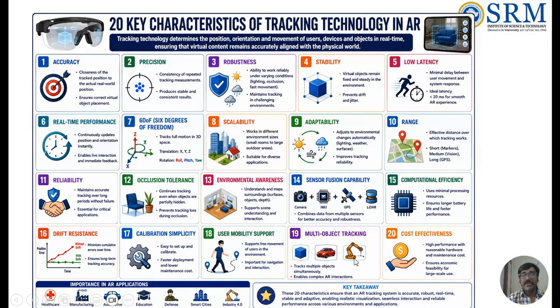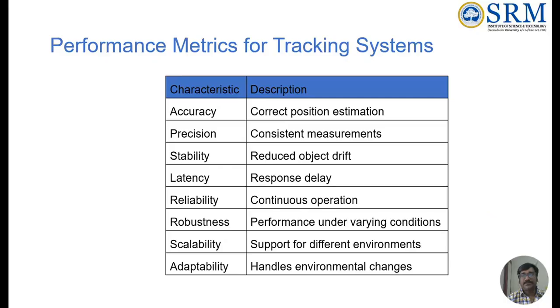Multi-object tracking: in the real world, dynamic as well as static objects are going to be tracked in a natural manner. And cost effectiveness: high performance with reasonable hardware and maintenance cost, ensuring economic feasibility for large-scale users. So these are the 20 key characteristics of tracking technology that determine the position, orientation, and movement of the user, devices, and objects, as well as the interaction effectively between the real life and the virtual world.